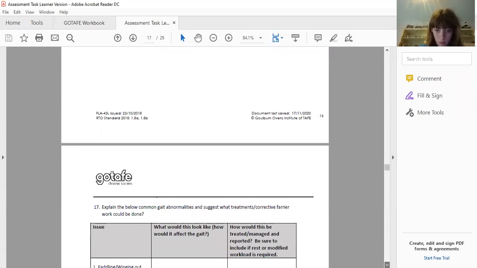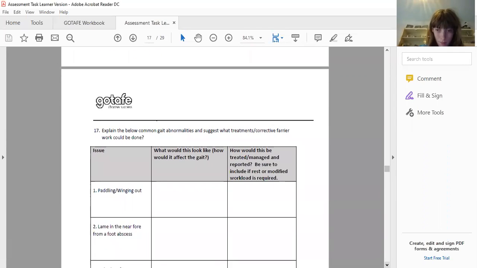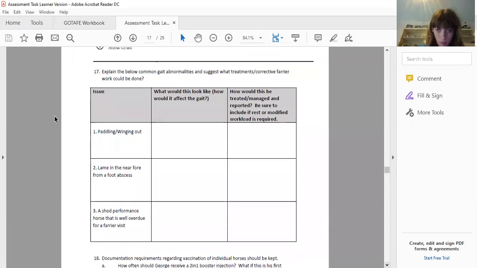17, explain the below common gait abnormalities, and suggest what treatments or corrective farrier work could be done. So if we have a horse that's paddling or winging out, what would this look like when they're moving? So we've got that sort of flicking of the leg action where they throw their legs out, and how would that be treated or managed and reported? So who would we talk to about this, and then how would we go about potentially fixing or trying to correct that problem.